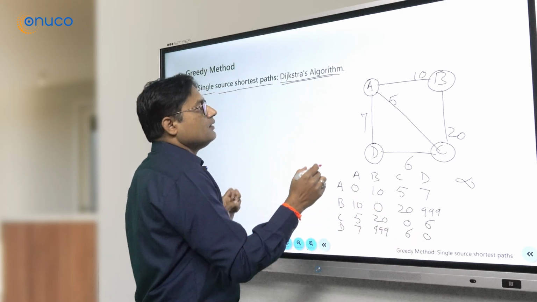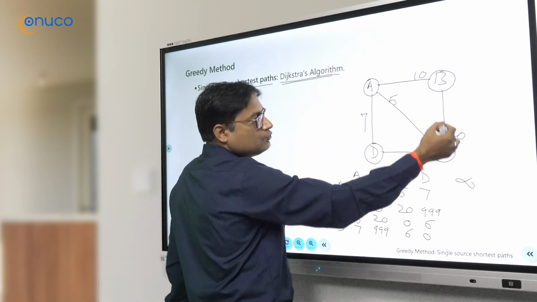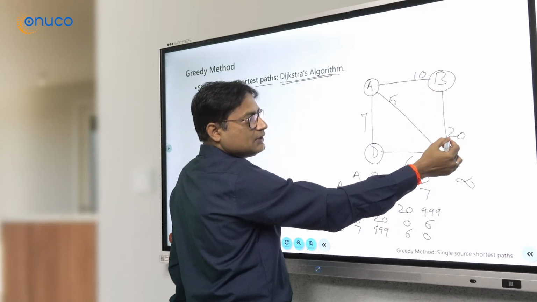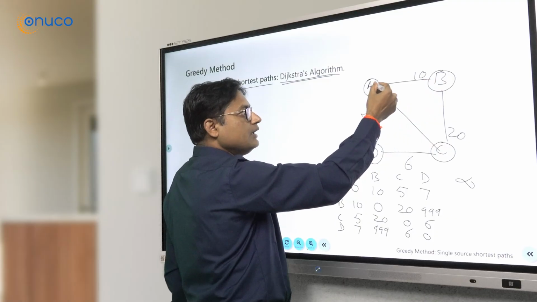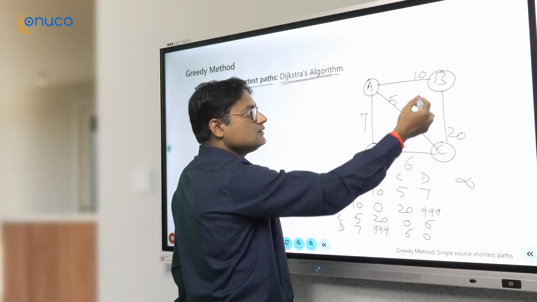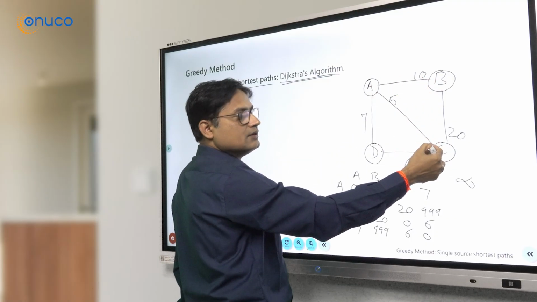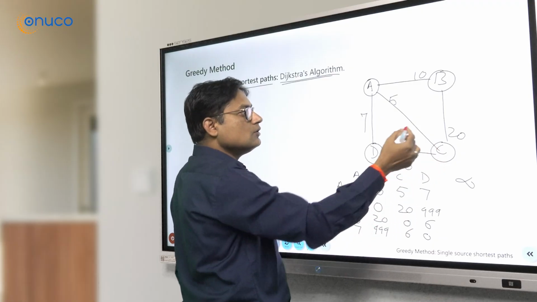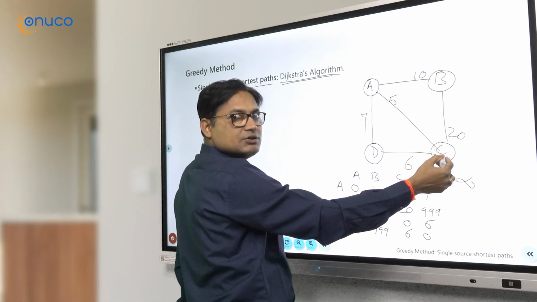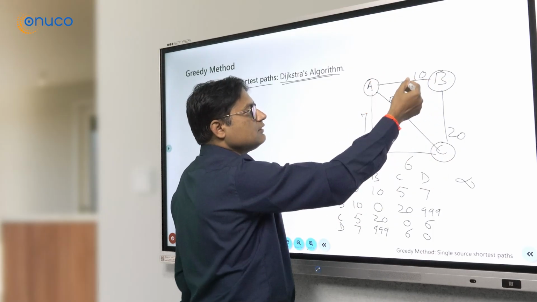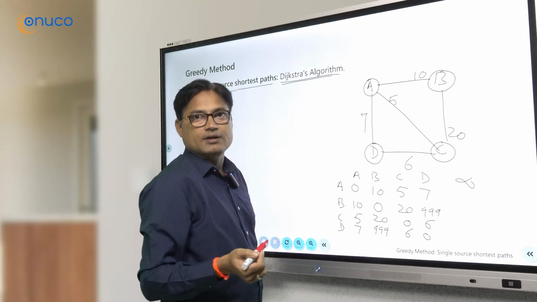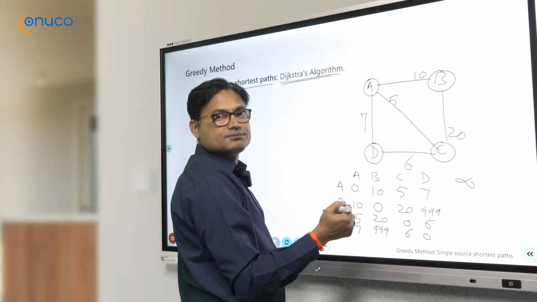So let us see. If you see here, B to C or C to B, what is the direct distance? 20. But if you go from B to A and A to C, what is the distance? 10 plus 5, 15. It is less. So we will not go with the direct path B to C, we can go by B to A and A to C. It means it will give you a path cost of 15 if B is the source vertex.